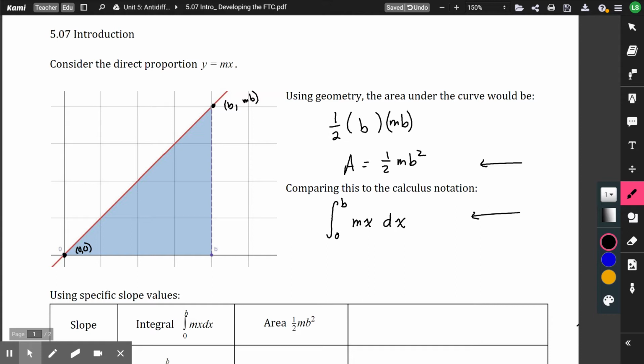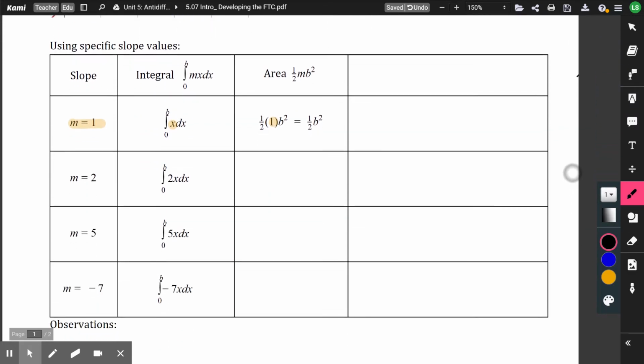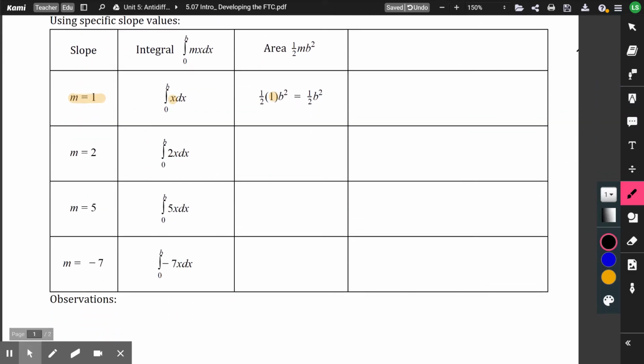So we're going to start plugging in some numbers and taking a look at what happens when we have actual values for our slope. So if m was equal to 1, for example, our function would look like just 1x, and the area would be 1/2 times our m value of 1 times b squared, or 1/2 b squared. And we're going to repeat that process to find out what the area expression would be for each one of these slopes. So take a moment and figure that out.